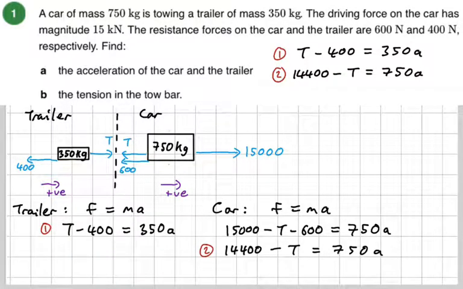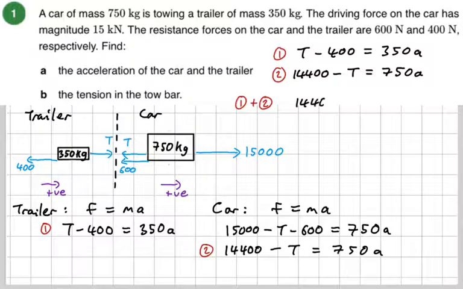Great. How are we going to solve these two equations? Well, the simplest way of doing it is to spot that in the first equation we have a positive 1t, and in the second equation we have a negative 1t. So if we add the two equations together, we'll eliminate t.